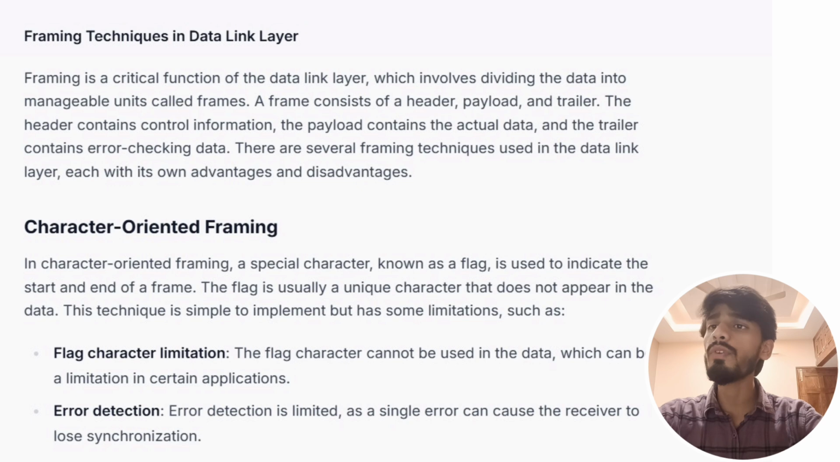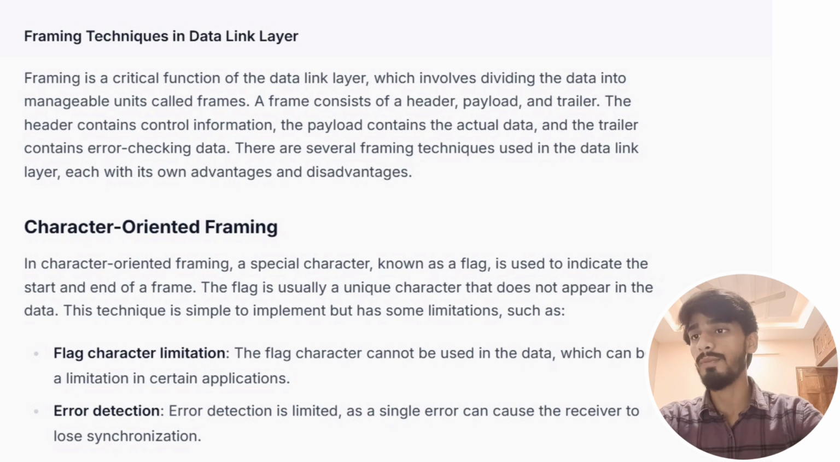Next, let us see different framing techniques in data link layer. Framing techniques in data link layer. First of all, framing. Framing is a critical function of the data link layer. It involves dividing the data into manageable units called frames. A frame consists of a header, payload, and trailer. The header contains control information, the payload contains the actual data, and the trailer contains error checking data. There are several framing techniques used in the data link layer, each with its own advantages and disadvantages.